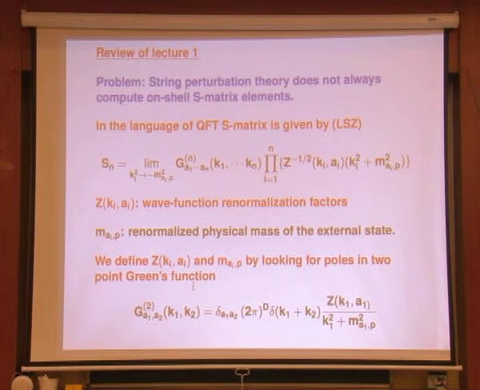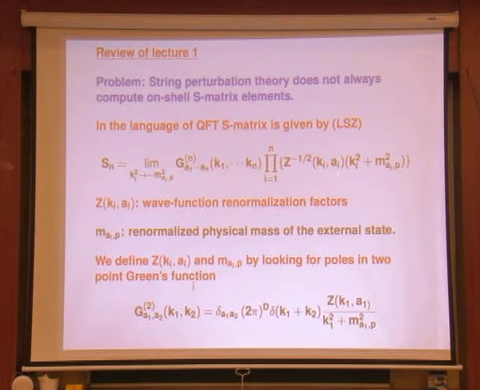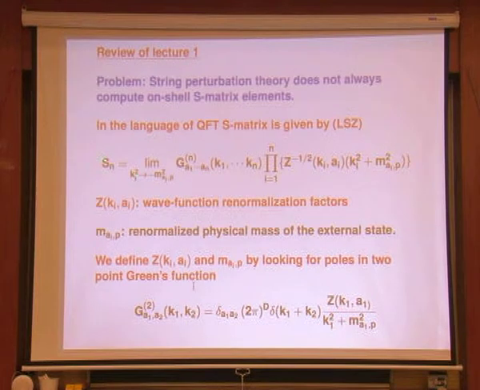Okay. And to see this, we recall that in the language of quantum field theory, if you have to compute S matrix, you have to use the LSZ prescription. And this is the LSZ prescription for computing an n-point S matrix in a quantum field theory. Namely, you start with the n-point Green's function. This is a momentum space Green's function. So the ki's are the momenta, ai's are the other quantum numbers of the external states. Then you have to multiply this by the product of the wave function renormalization factors and the inverse propagators, and then take the limit when the external momenta are on shell.